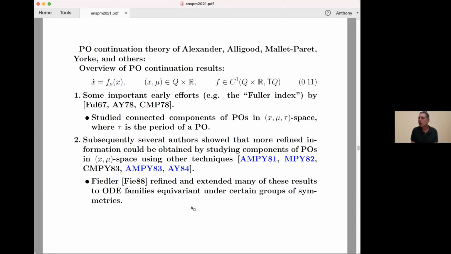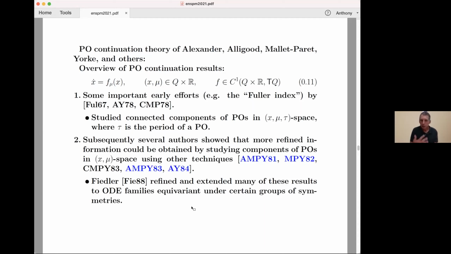And so I guess I have about 5 minutes, so let me just say a little bit about the way this works. This is the periodic orbit continuation theory of Alexander et al., which is what makes the whole thing work. Early works go back to the Fuller index, which is also related to optimal control, actually. But anyway, the idea is you want to study the connected components of periodic orbits in (x, mu, tau) space, where tau is the period of the orbit.